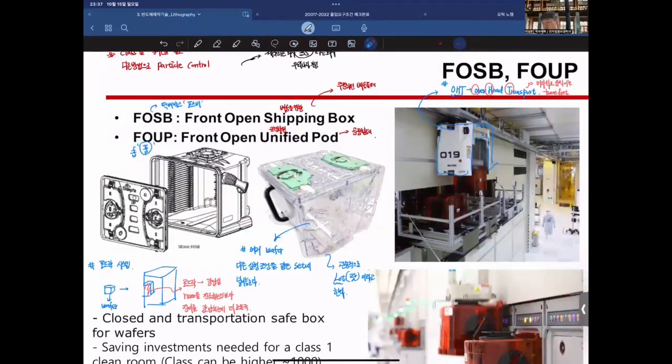So we use the OHT. You can see the red circle. This picture shows an overhead transport machine. So the FOUP is carried by this OHT and goes to the next step's equipment.